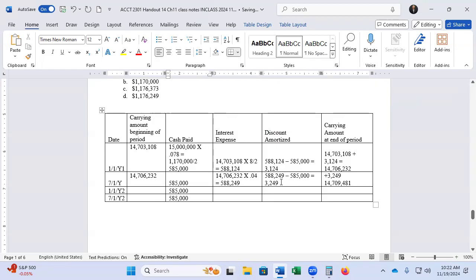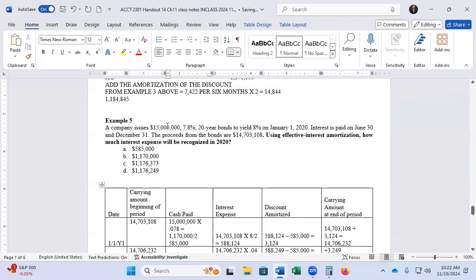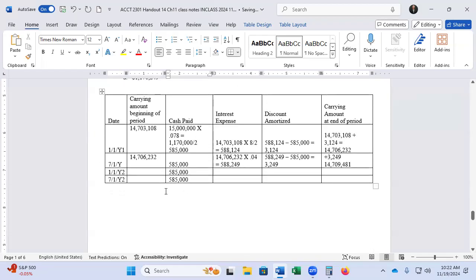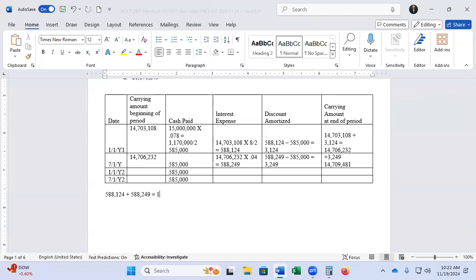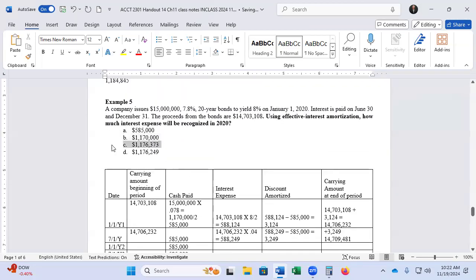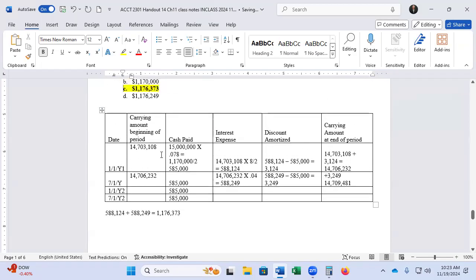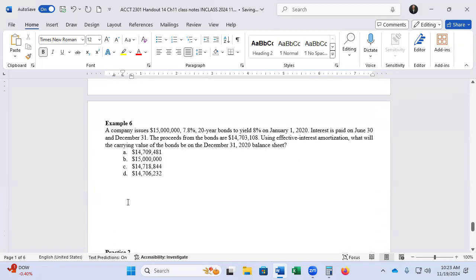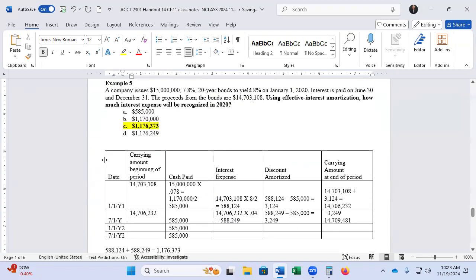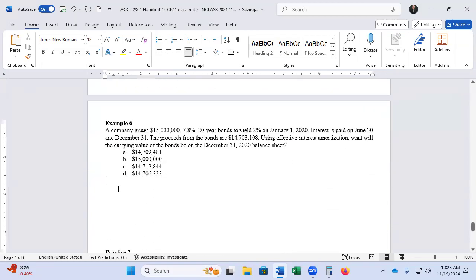Okay, so it's asking, how much interest will be recognized in 2020? So your interest expense, 588,124 plus 588,249. And that equals 1,176,373. And this is C. Are you guys looking at this one? Tell me what the answer is to number 6.